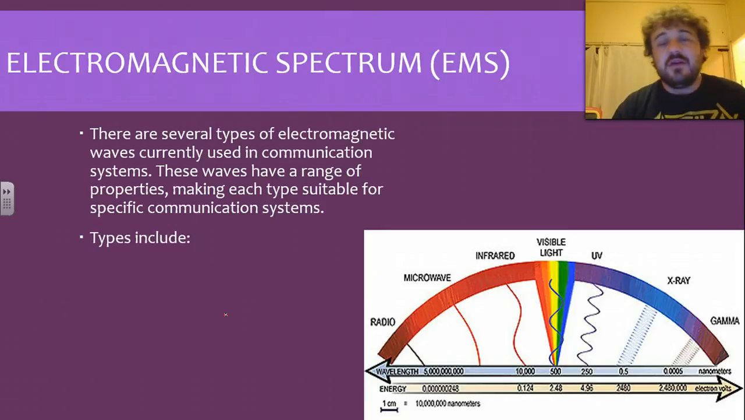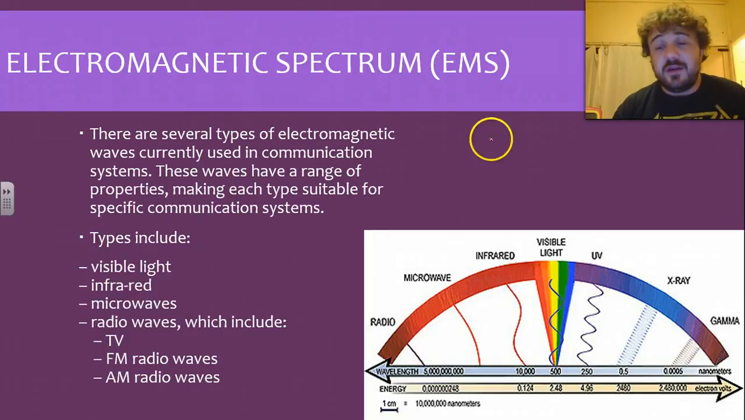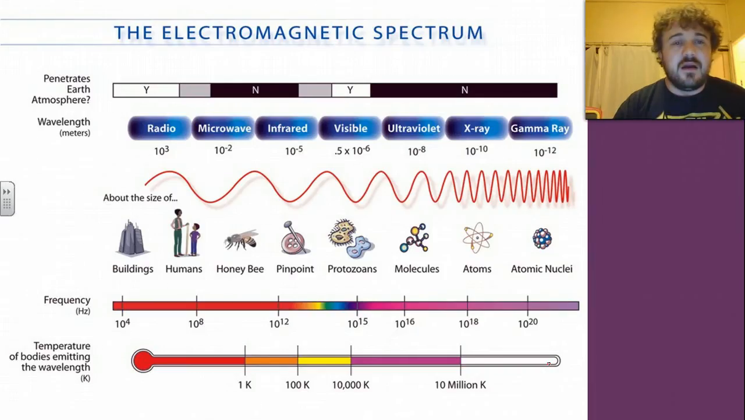Alright, so they include essentially your visible light, which is this really tiny section here. That's what we can see with our eyes. Infrared, we sense this as heat. Microwaves and radio waves, which we can't detect. They're beyond our capabilities. Alright, so here's a good diagram of it, to be honest.